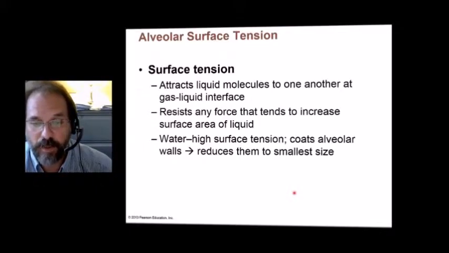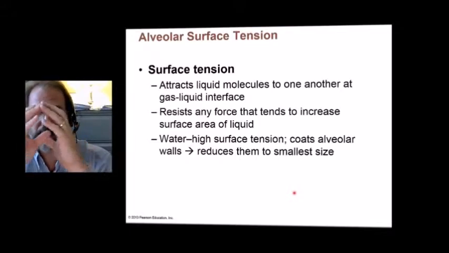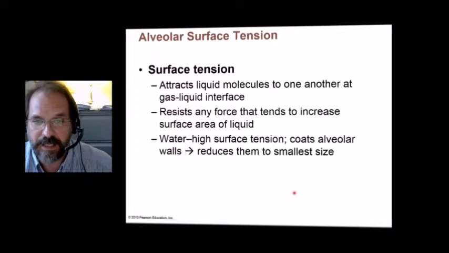But the fact that it's wet means that there's a surface tension, and it always tends to make it want to collapse. And so we secrete this lipoprotein complex called surfactant from the type 2 pneumocytes onto the surface of those alveoli, and it reduces the surface tension, allows them to spring open.